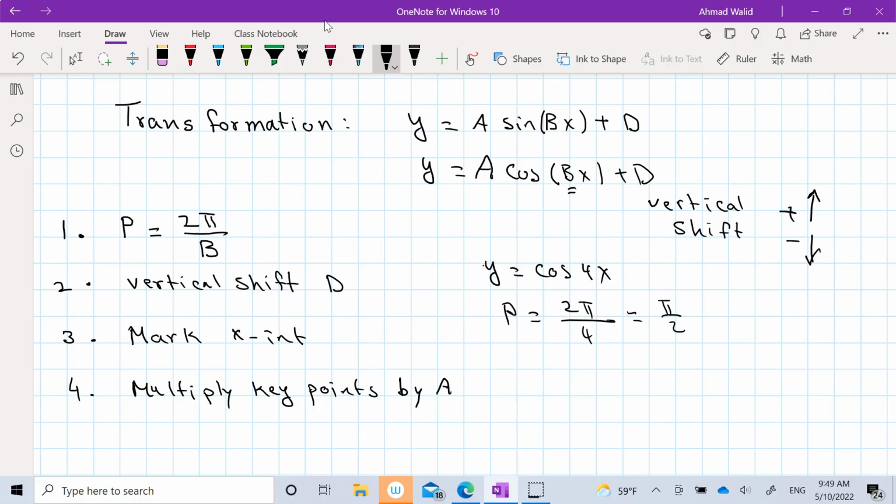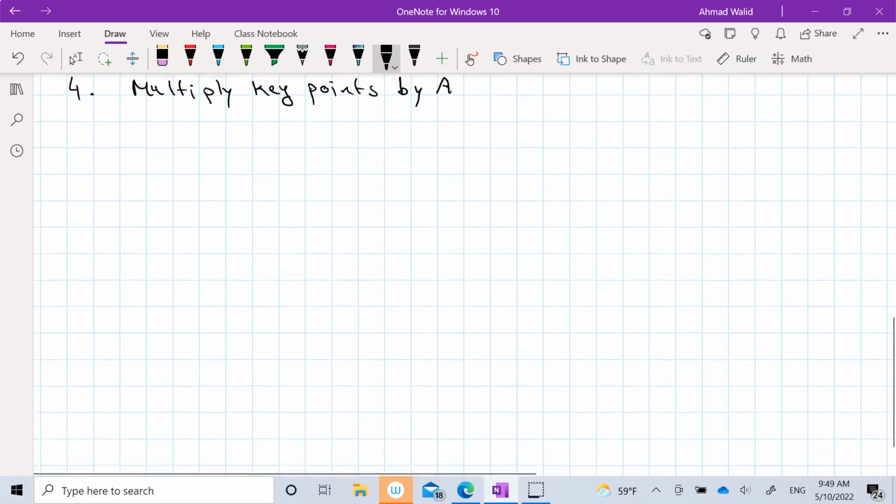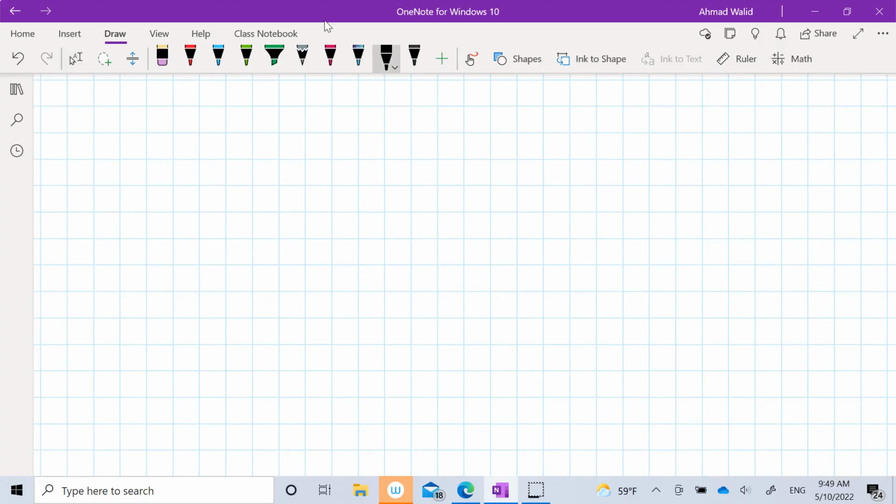Now I'll do a few examples here, and I will only do vertical shift and period. Soon in the next video, I'll show you the horizontal shift, or as we call it in trigonometry, phase shift, correct? Let's do a few examples now. Example number 1.